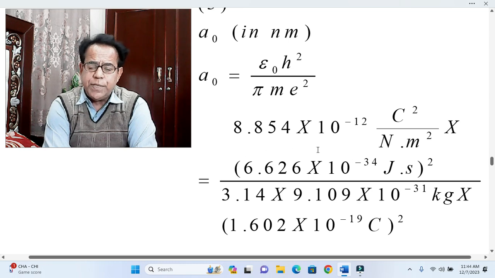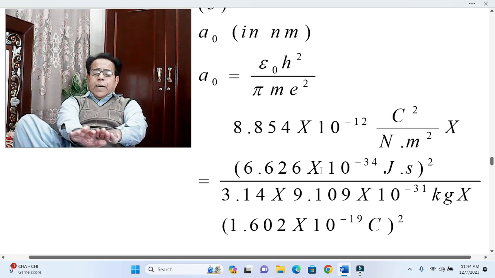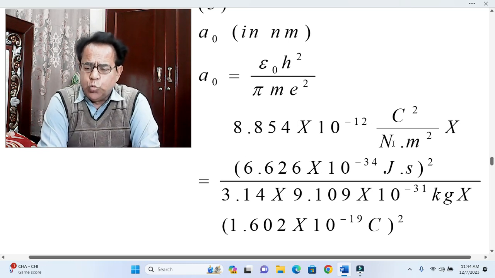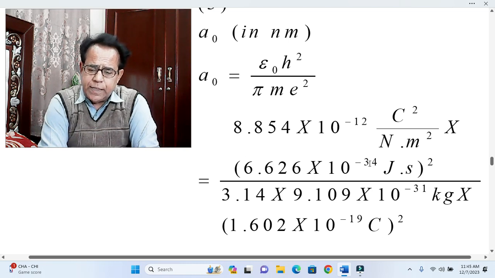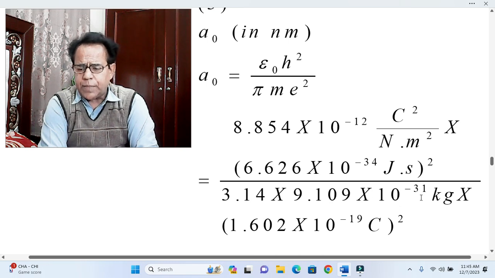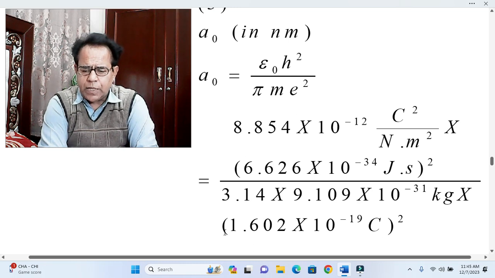Actually, dear students, a figure in the denominator was lengthy enough, that is why it has been split in 2 parts lengthwise. This multiplied by this, these both values are included in the numerator, while in the denominator this is pi 3.14, and this is the mass of electron 9.109 into 10 minus 31 kilogram, and then this is the E, the value of elementary charge, electronic charge, charge of an electron, charge of a proton.